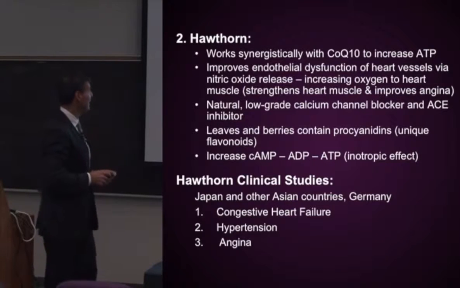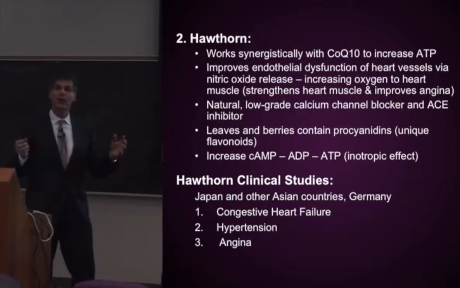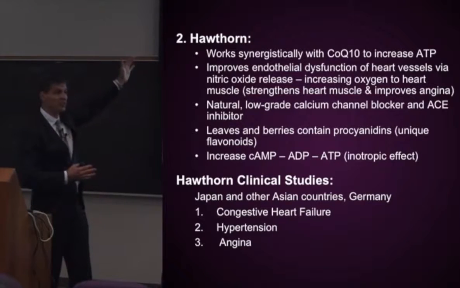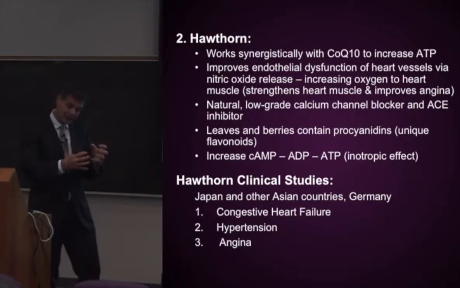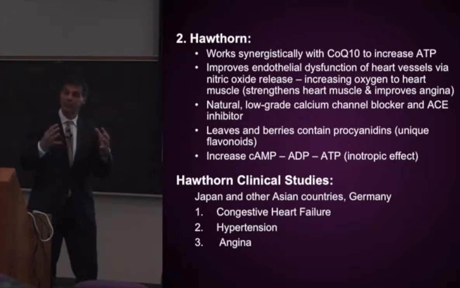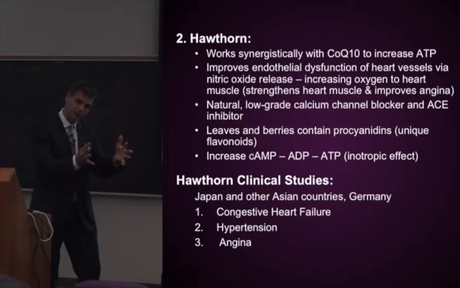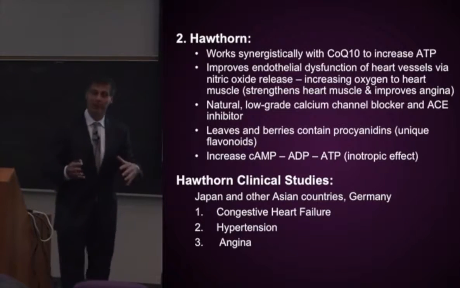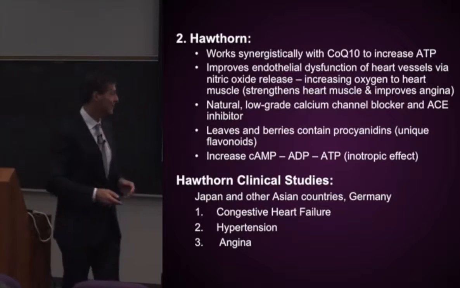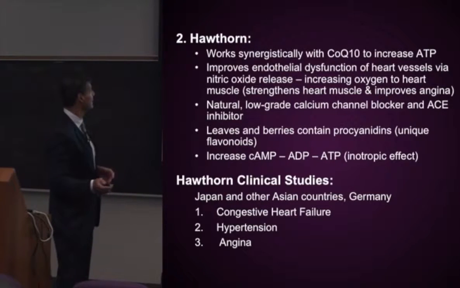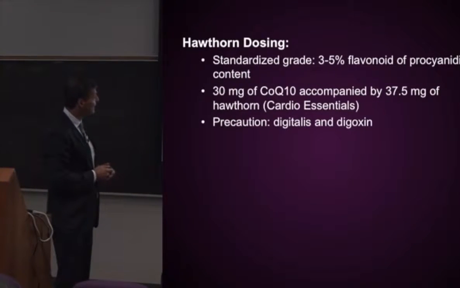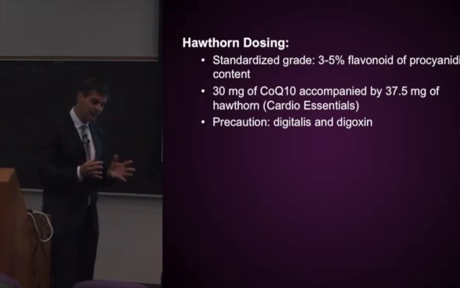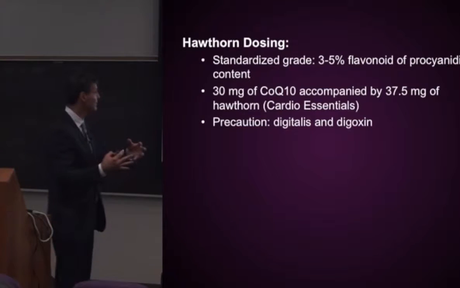Clinical studies in Japan and other parts of Asia and Germany show that Hawthorn alone has been very helpful in cases of congestive heart failure, increasing the ATP production in the heart muscle, with hypertension as a natural blood pressure lowering medication or natural agent, and in cases of angina, probably via the release of nitric oxide, useful even in angina cases. The dosing: the Hawthorn should be a standardized grade of 3 to 5% flavonoid content. It's the flavonoids that are the active constituents.